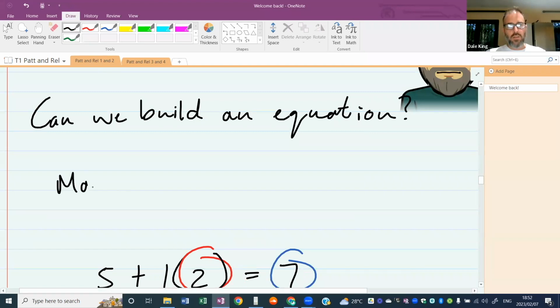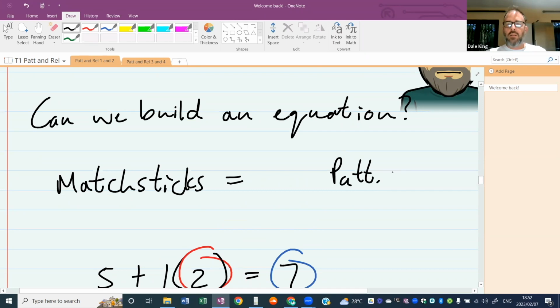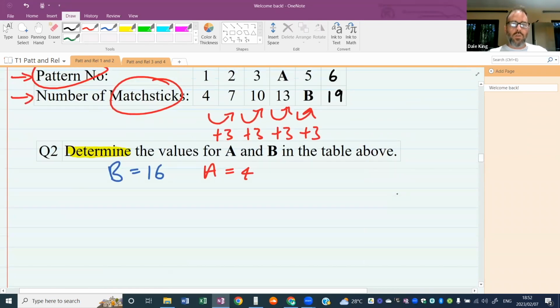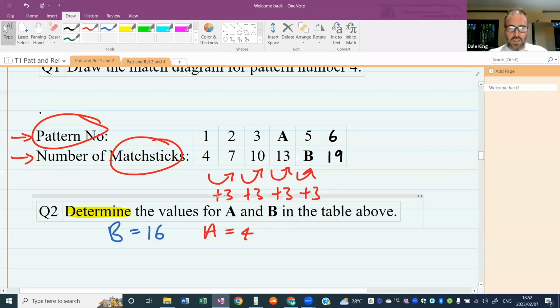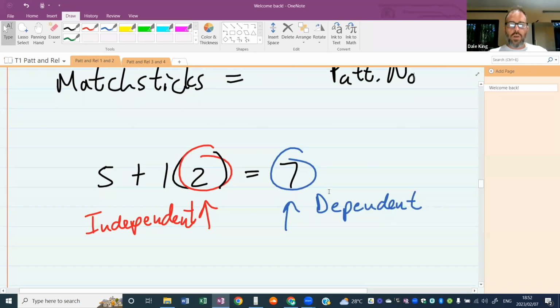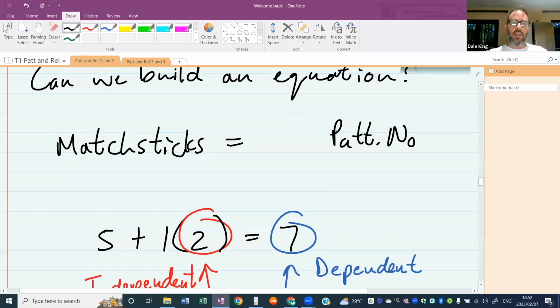Okay, so matchsticks. To get your matchsticks, you have to do something to your pattern number. I'm just going to write pat number. We have to do something to the pattern number. That something is represented by this constant difference here. So when you're increasing by 3 every single time, what you do to your equation is you take your pattern number, I'm going to put it in a bracket there, and you multiply it by 3.